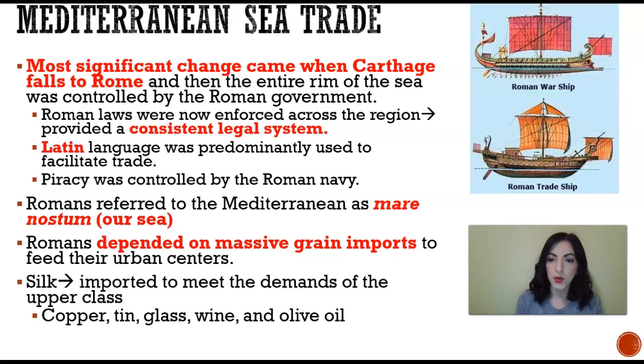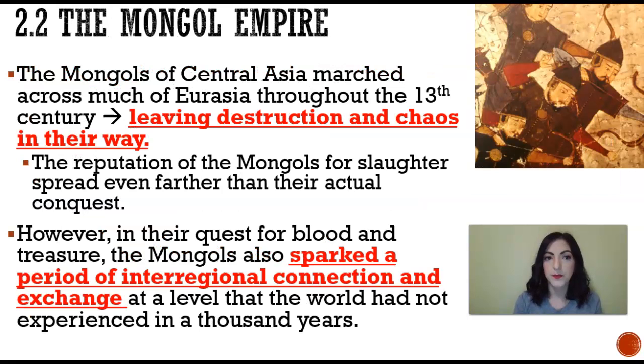Romans depended also on massive grain imports to be able to feed their urban centers. Most of their grain came from Egypt, and they needed it to be able to feed their people. They also did import silk to meet the demands of the upper class, as well as things like copper, tin, glass, wine, and olive oil from other parts of the cultures in this area.